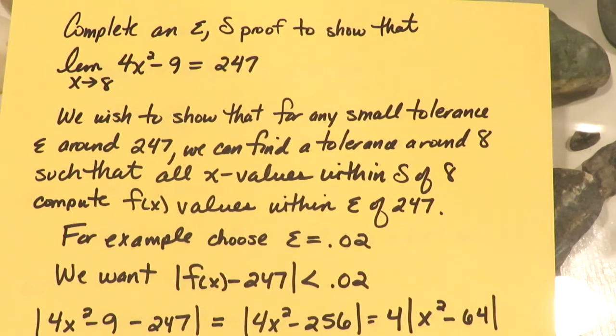So for any tolerance around 247, if we can show that there's always going to be some tolerance around 8 that's going to work, such that any x value that's within that tolerance of 8 computes f of x values that are within epsilon of 247. Again, epsilon is the tolerance around the output, delta is the tolerance around the input. For example, we could pick epsilon to be 0.02.